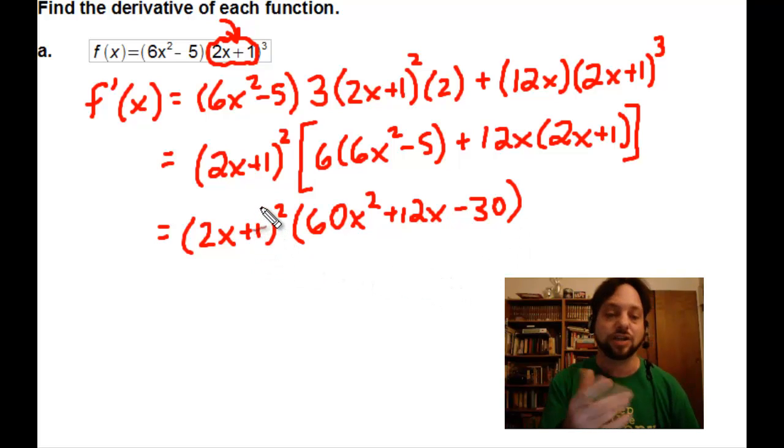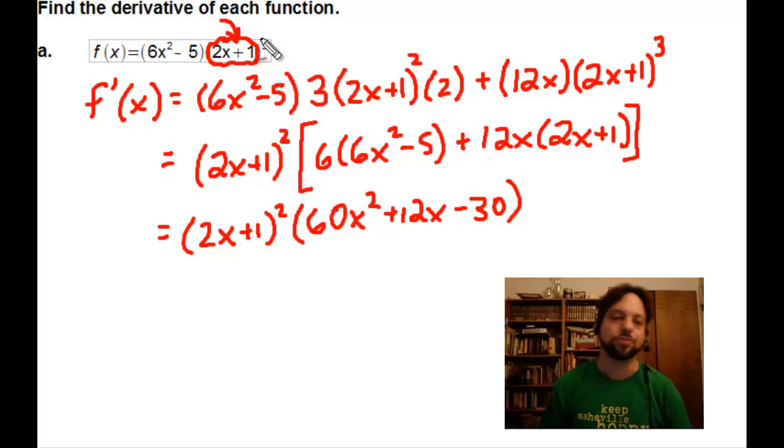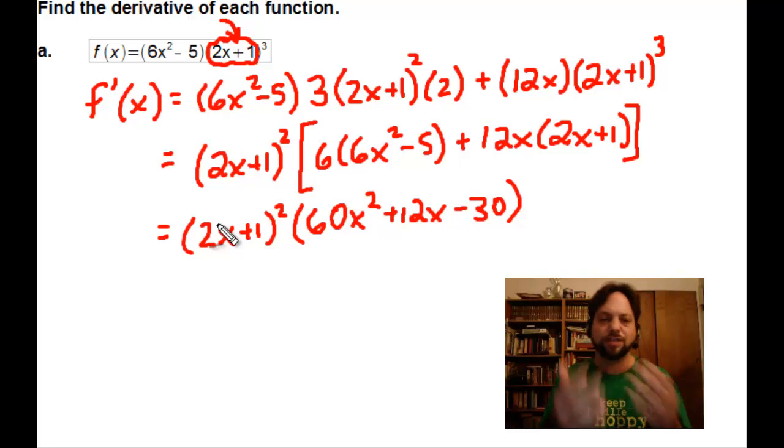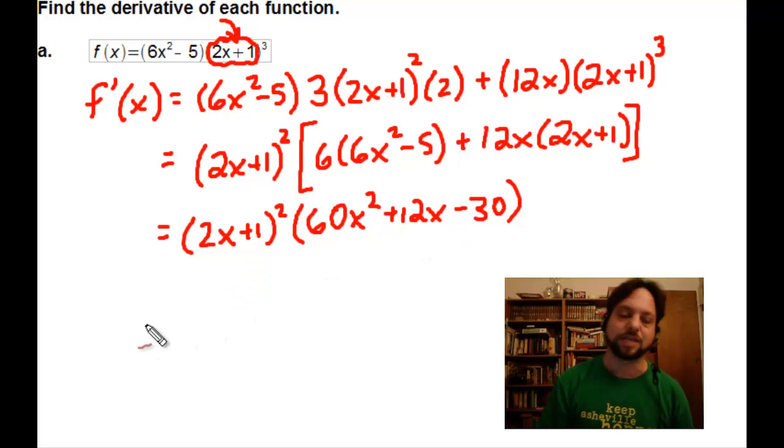So you might have said to yourself, well, couldn't I have just multiplied the whole thing out before I began? I have a 2x plus 1 quantity cubed, so we can cube that binomial. That's not too big of a deal. And then we can multiply it by this 6x squared minus 5 and get this big, ugly, nasty polynomial. It looks like it might be to the 5th power. And then we can go through and differentiate that. Well, you could. You certainly could. You would get the same answer, although it might look a little different because this is factored. But you would get the same answer, and that's fully acceptable.